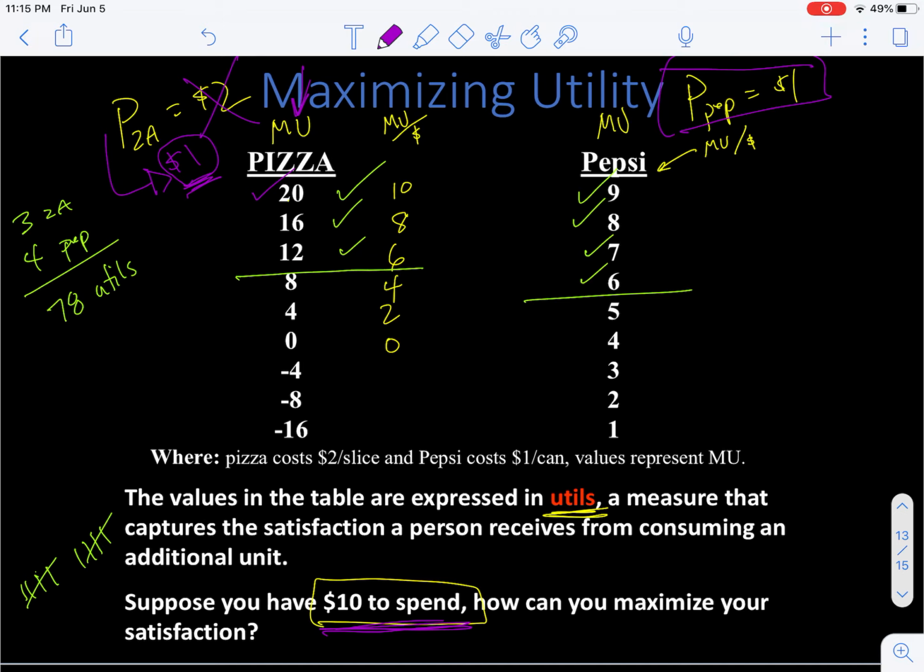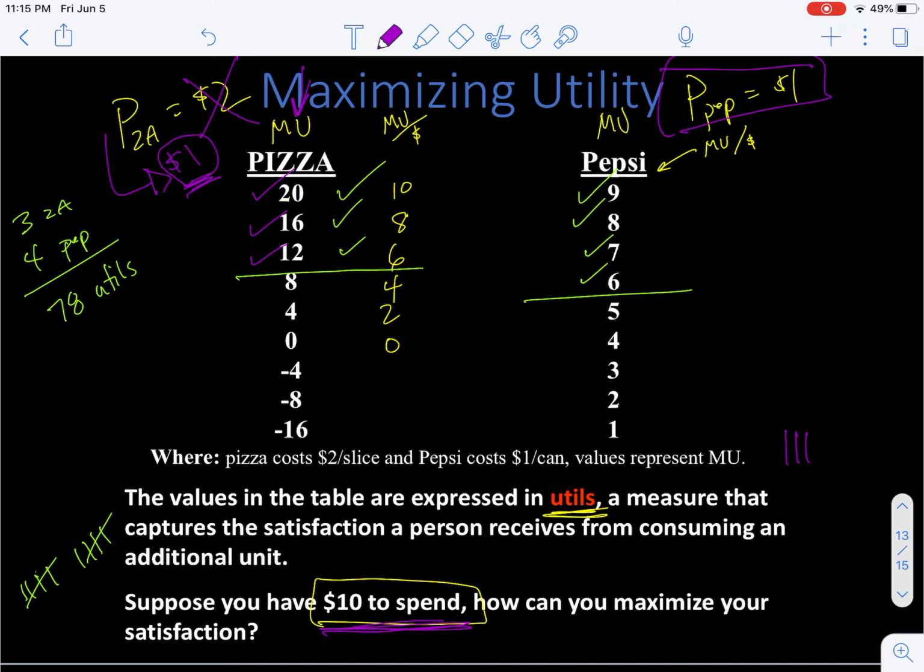What should I buy second, right? So now we should keep track of this somewhere else. Keep track of it over here. I've spent $1. Now, what do I buy next? My second slice of pizza or my first Pepsi? Well, 16 is greater than 9, right? So I'll buy another pizza. Spend another $1. What's the third thing I buy? Well, I'm going to buy another pizza because 12 is greater than the marginal utility from my first Pepsi, which is 9.